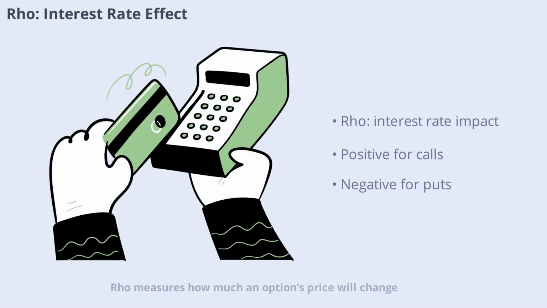Rho measures how much an option's price will change with a 1% change in the risk-free interest rate. For call options, rho is positive, higher rates increase call prices. For puts, rho is negative, higher rates decrease put prices. For example, if a put option has a rho of minus 0.05, a 1% drop in interest rates will increase its price by 0.05. Rho is more significant for longer-dated options and in a changing interest rate environment.